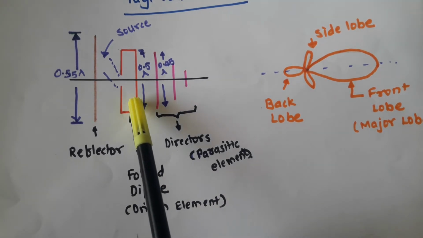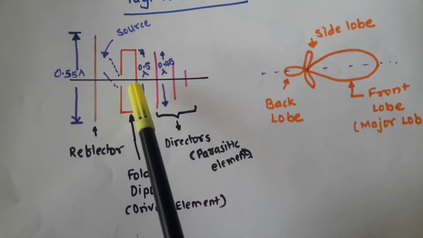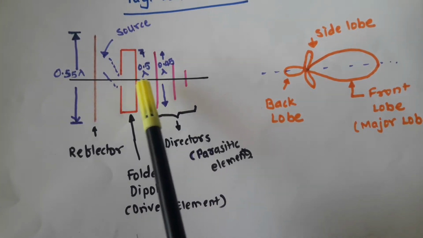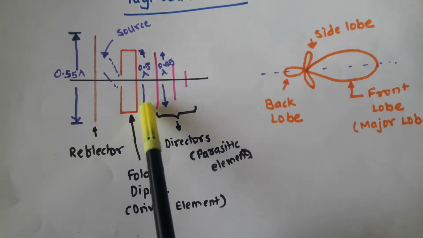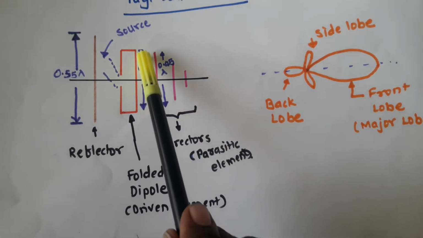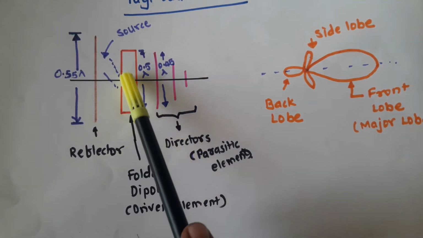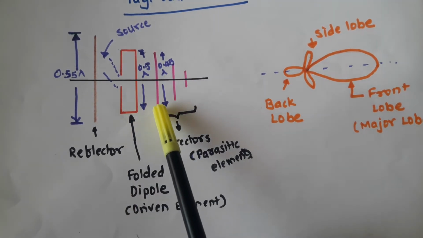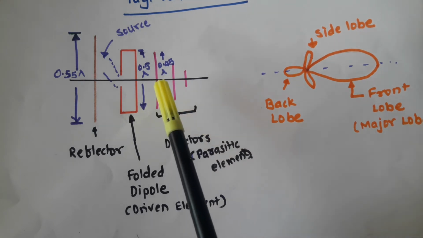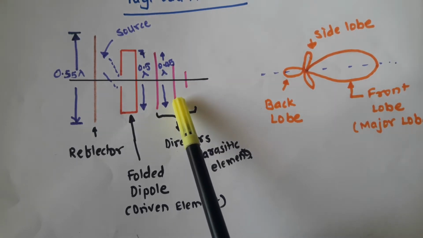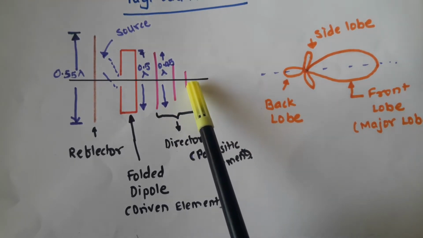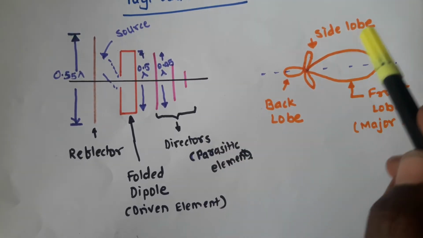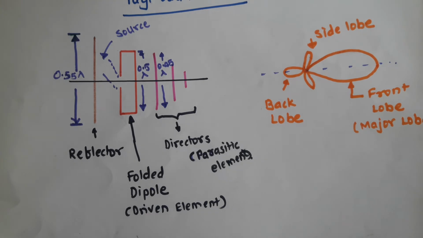Now the folded dipole radiates this electromagnetic energy and mutually couples it to the neighboring element. So the electromagnetic energy radiated by the folded dipole, the driven element, is mutually coupled to the first director. From the first director it is coupled to the second director, from the second director to the third director, and then this energy escapes out from the Yagi Uda antenna.